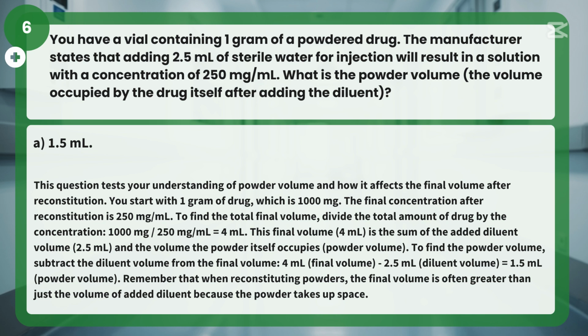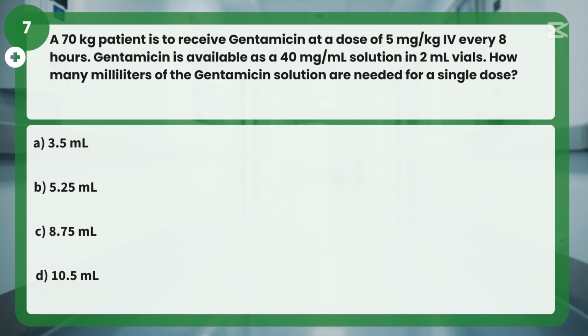To find the powder volume, subtract the diluent volume from the final volume. 4 milliliters final volume minus 2.5 milliliters diluent volume equals 1.5 milliliters powder volume. Remember that when reconstituting powders, the final volume is often greater than just the volume of added diluent because the powder takes up space. Question 7.